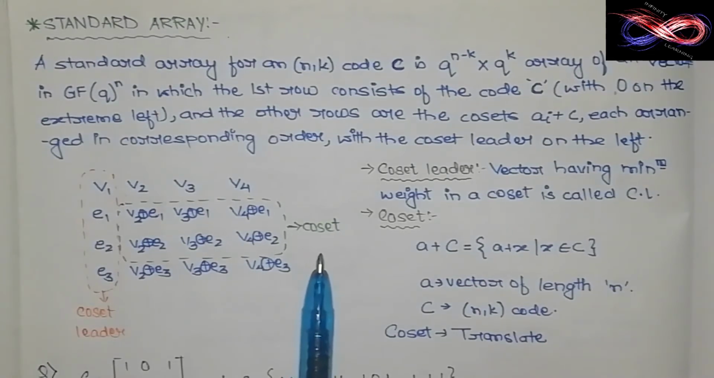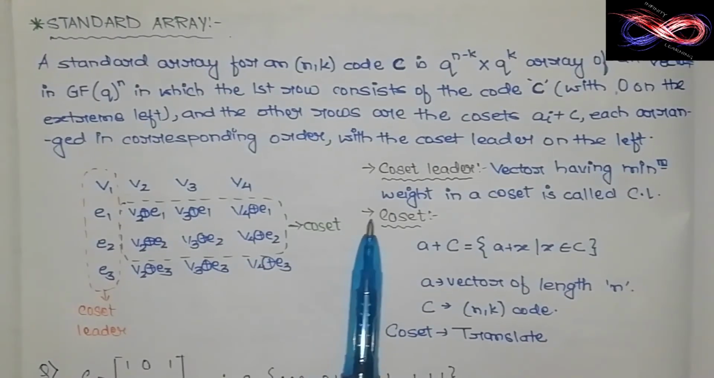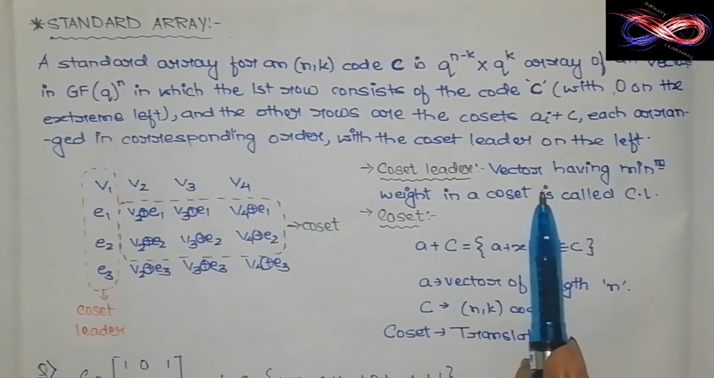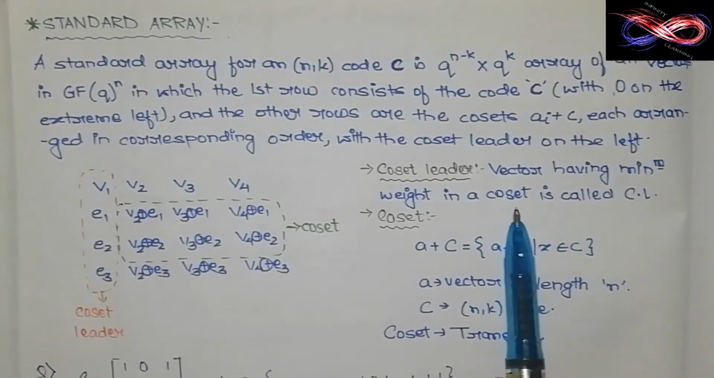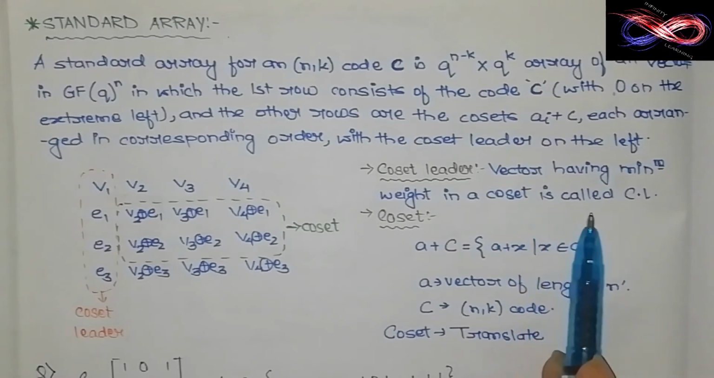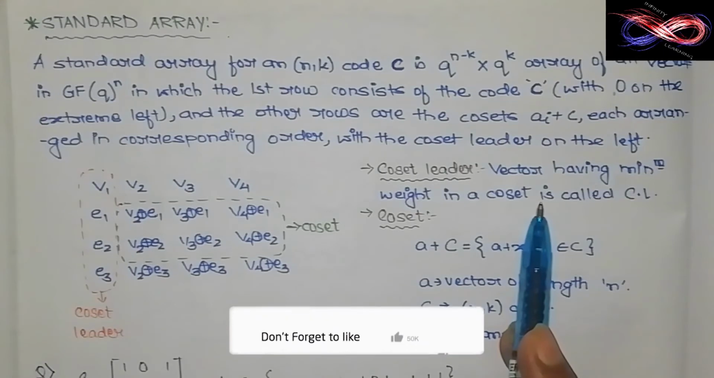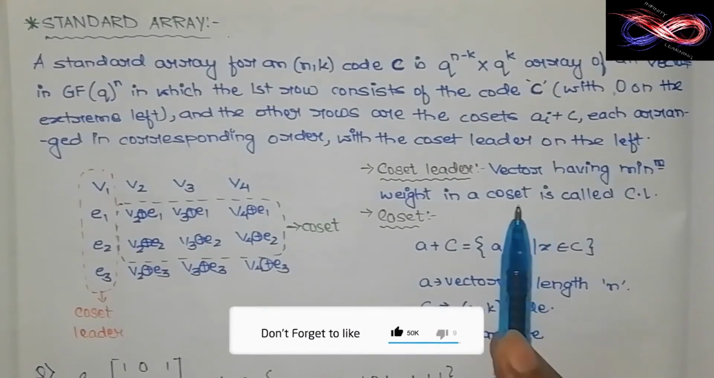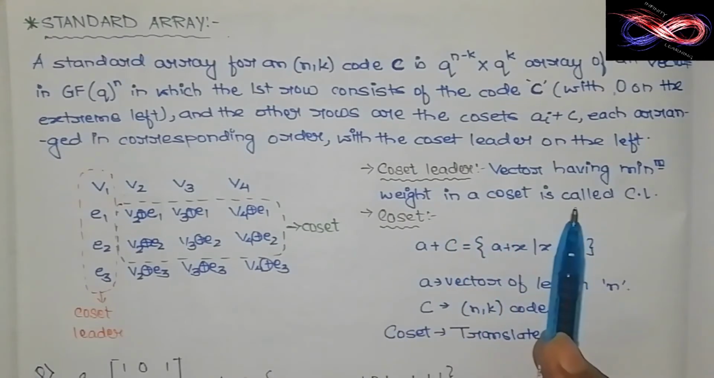Now two new terms come into this topic. First one is the coset leader and the second one is coset. Now we need to know what is coset leader and what is coset. Coset leader is nothing but the vectors, the code words, which have the minimum weight in a particular coset. That is known as the coset leader. So think of coset as a particular region. In a particular region, the vector which has the minimum weight is known as the coset leader.